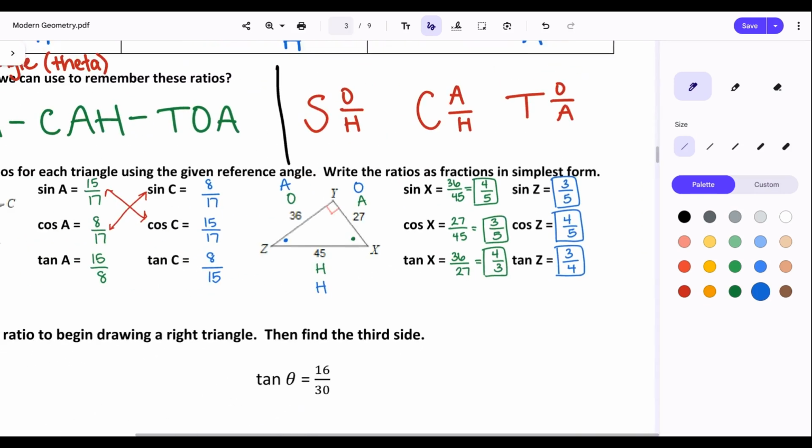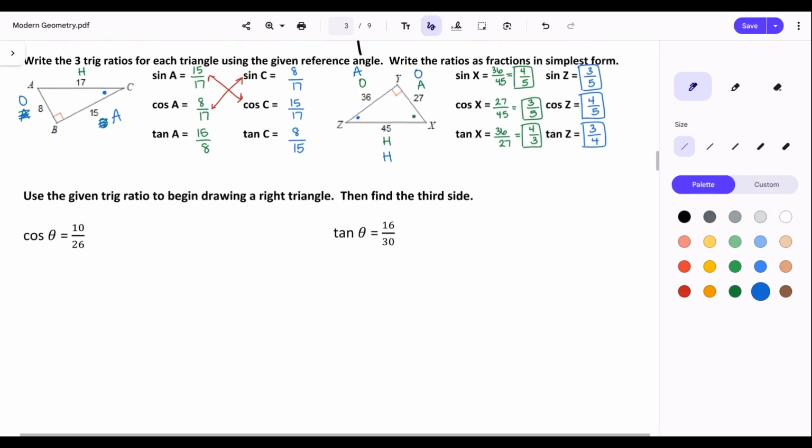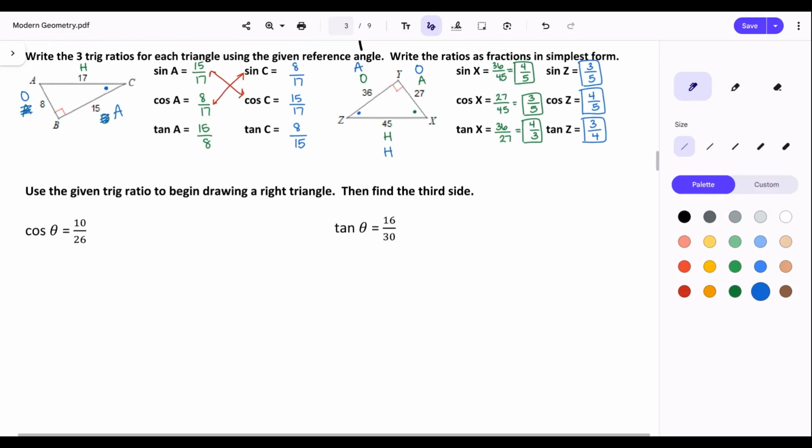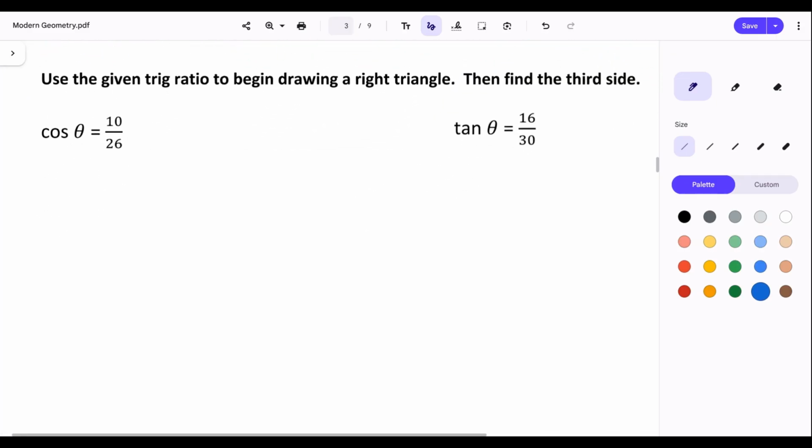Okay, so now what I want you guys to do is down below, they're giving us a specific trig ratio that they used, and then they're giving us some sides, and they want us to find the measurement of the third side using the trig ratio. So I would suggest when you do this that you draw yourself a picture. We're going to do this first one together. This first one is saying cosine of theta is equal to 10/26.